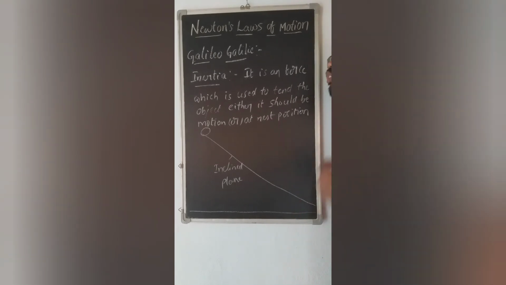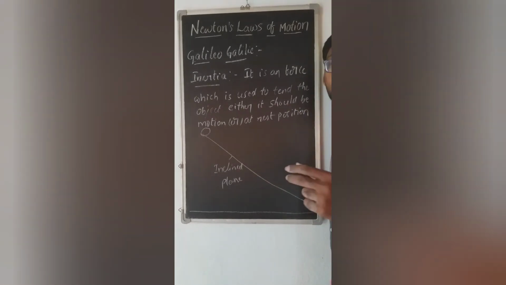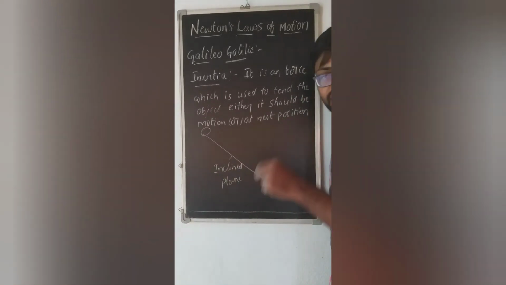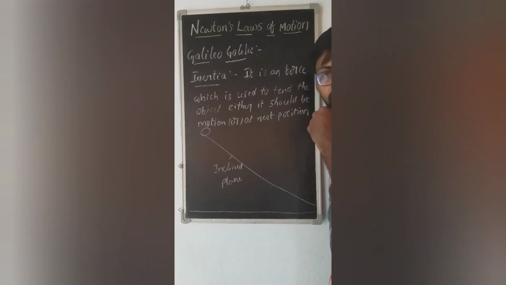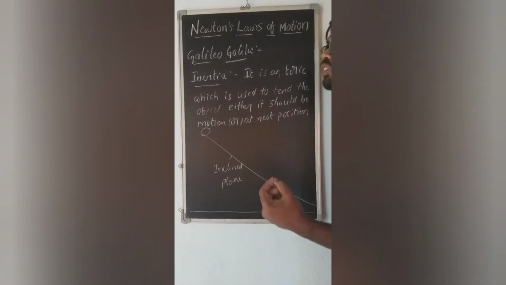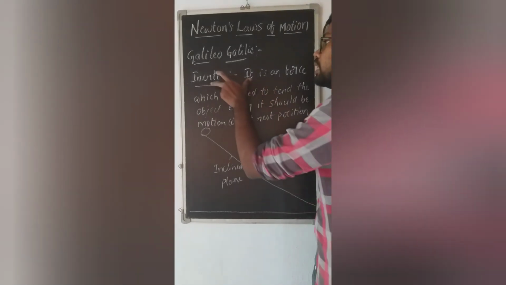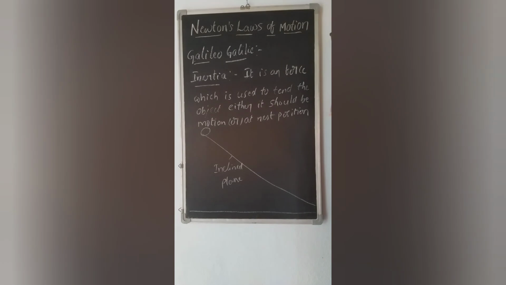But actually, what is the definition? That object, when it is moving, should be either in motion or at rest position. For example, if we keep the duster at one position, the duster will be at rest only. Without an external force, that duster will not move. But in Galileo's experiment, without any force, the object tries to be either at rest position or in motion only.